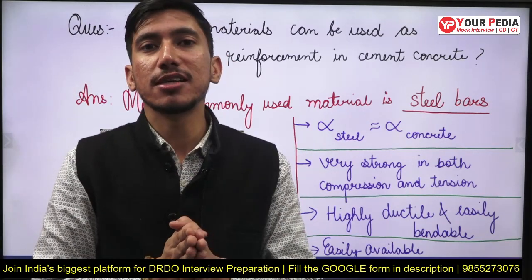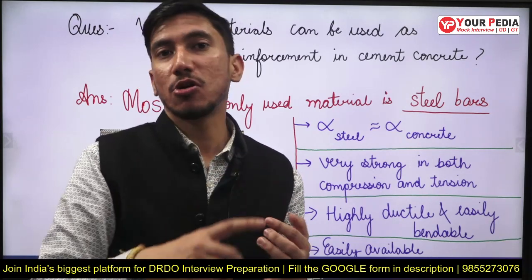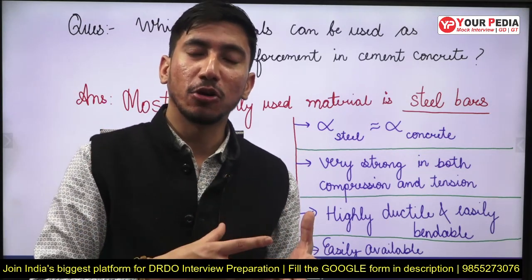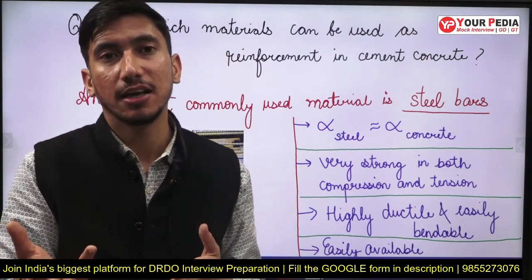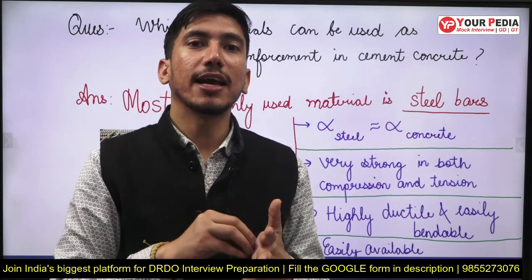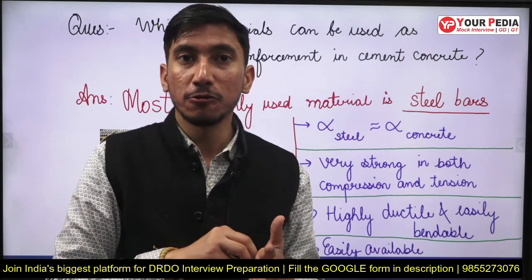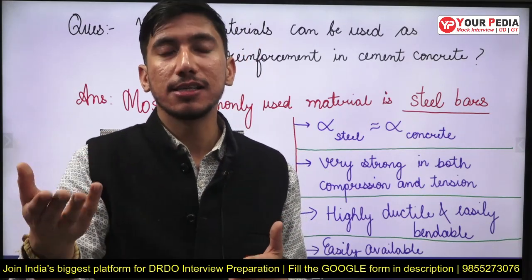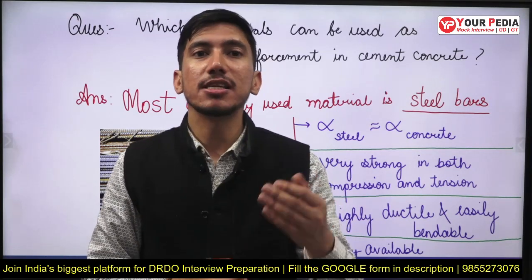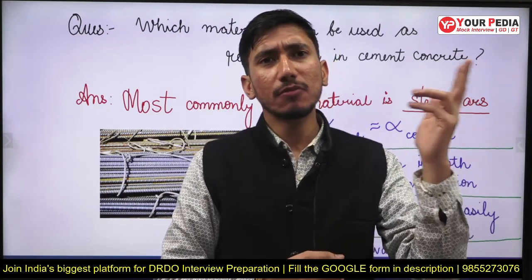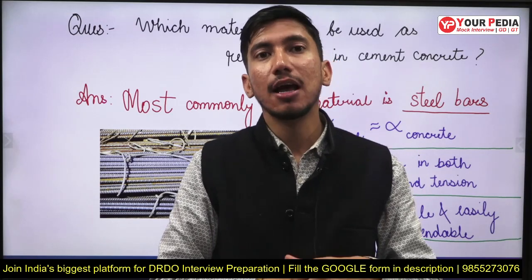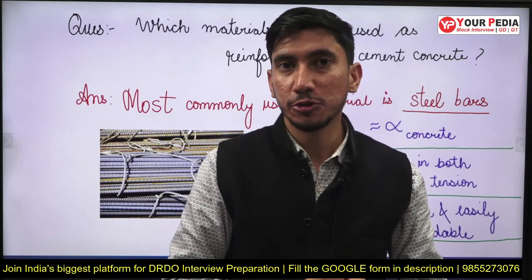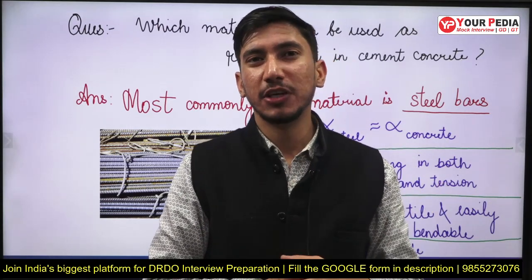Another reason for choosing steel is that steel is equally strong in both compression and tension. The compressive strength of steel is very high as compared to concrete, and the tensile strength of steel is also very high as compared to concrete. So steel can not only be used as tensile reinforcement, it can also be used as compression reinforcement. Those who have studied RCC know that sometimes we use steel as compression reinforcement when we provide it on the upper compression side in the case of doubly reinforced beams. Even in columns we use steel.